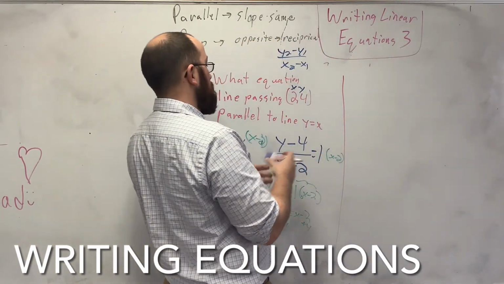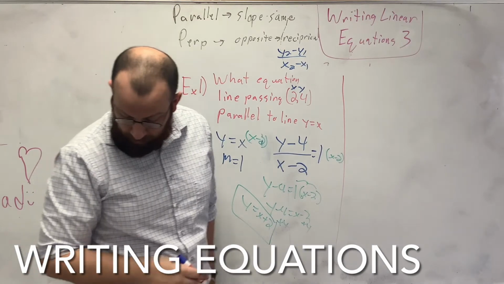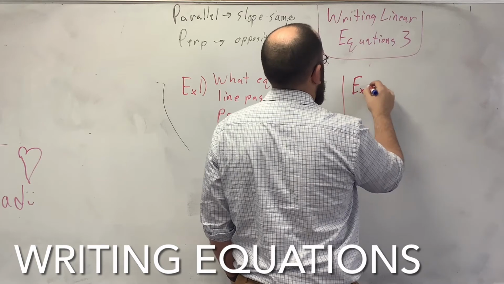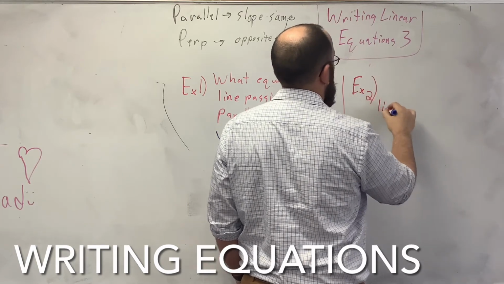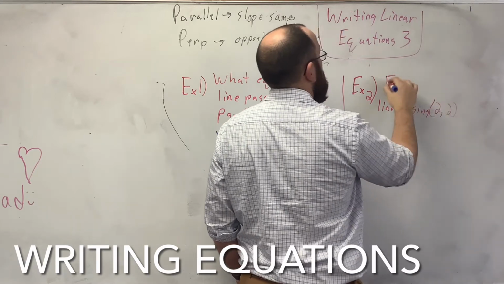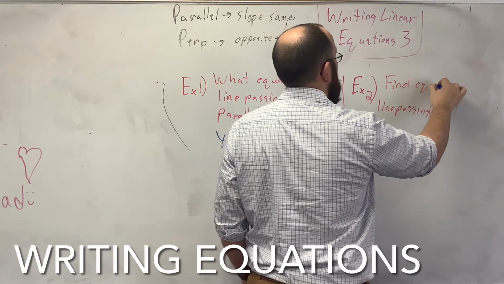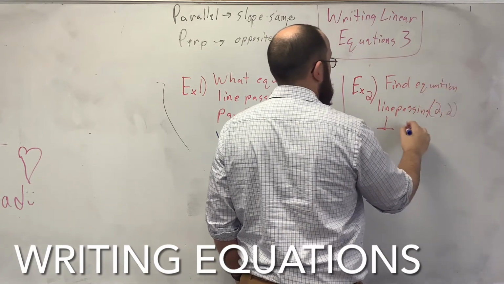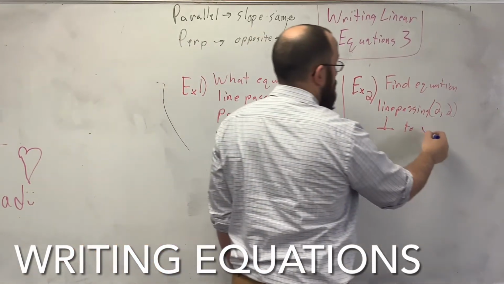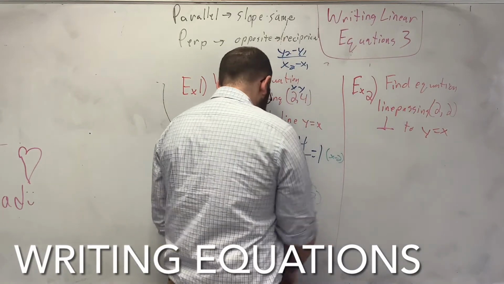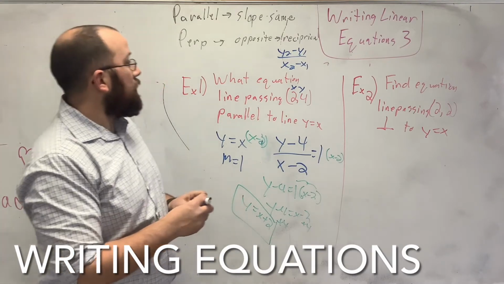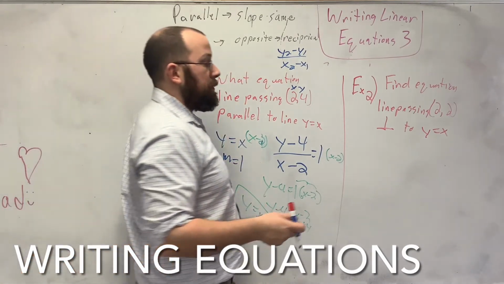We're going to find an equation of a line passing through the point 2, 2 this time though. We're going to find the equation when it's perpendicular to y equals x. Alright, so this one over here was parallel. So with parallel, the slope was the same. When it's perpendicular though, we have the opposite reciprocal.